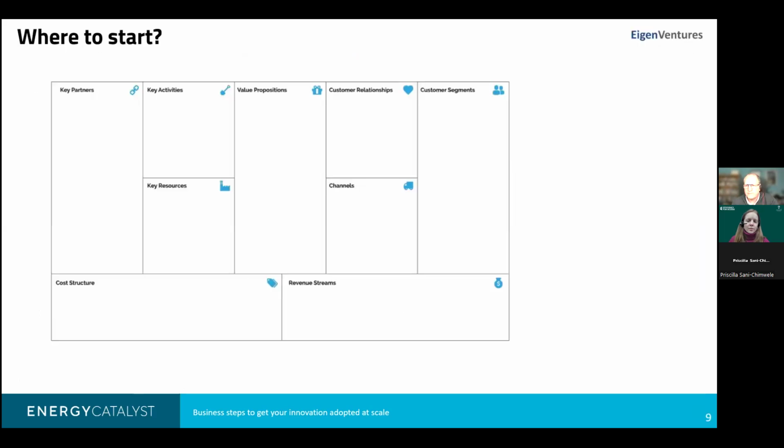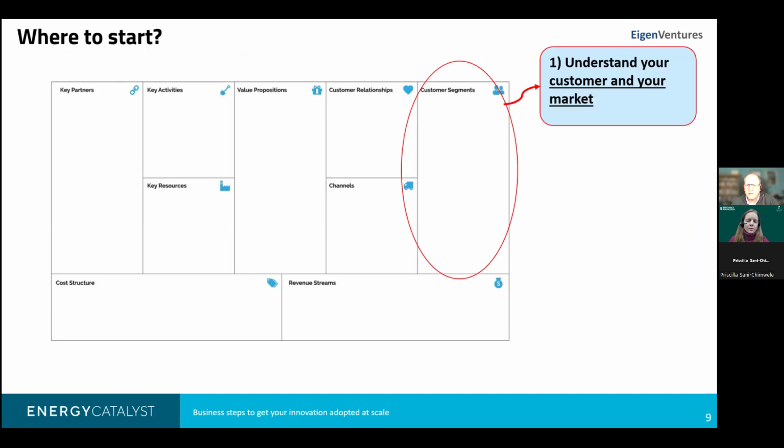Where do you start? Critical thing is start with the customer. Try to understand your customer and your market. Do your market research. Figure out the size of the market. Segment the market. What are your customer types? What do they need? What do they want? Talk to your customers and really find out more about them.